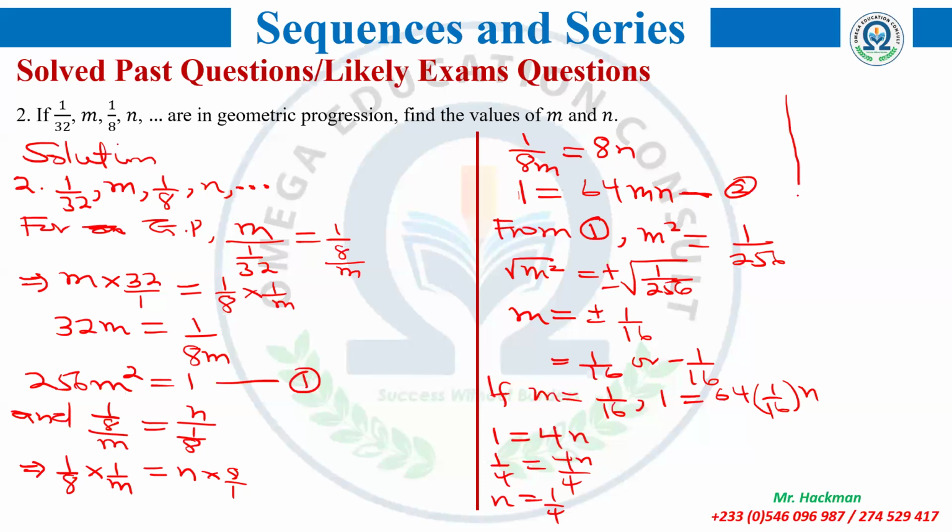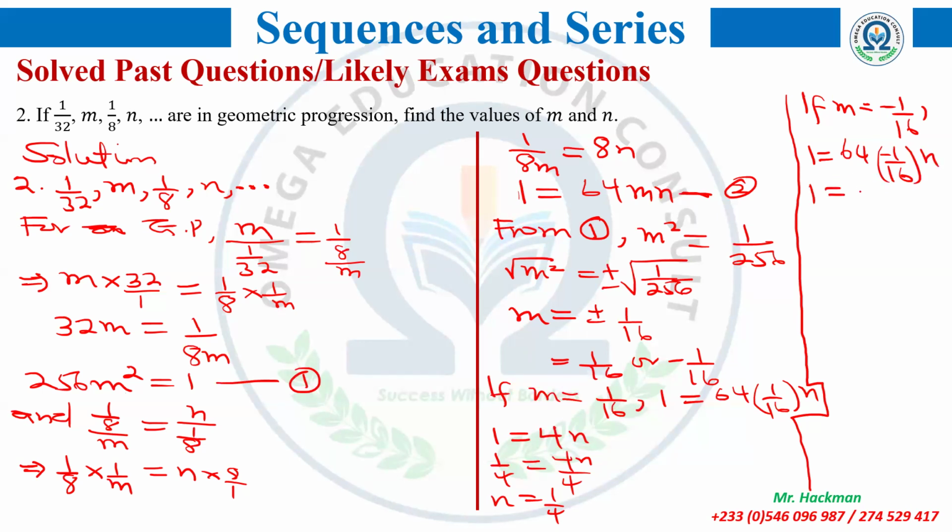I'm going to continue here, assuming this is my next page. So if m is equal to its second value, the negative, which is negative 1/16, it implies that we are going to get our 1 will be equal to, we said it will be 64 into minus 1/16, then n. So we are going to get 1 will be equal to minus 4n. Am I right? Yes, please. Write it again before you divide.